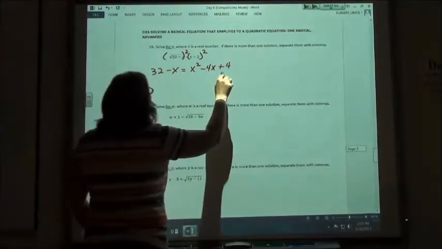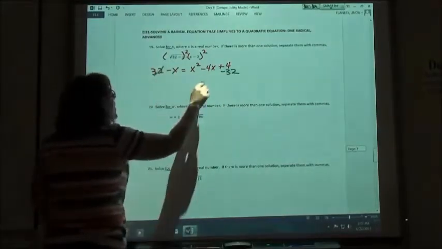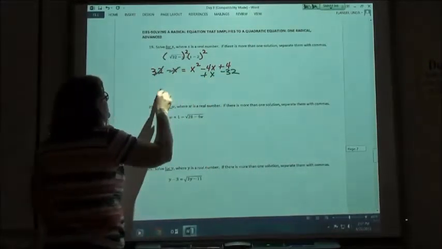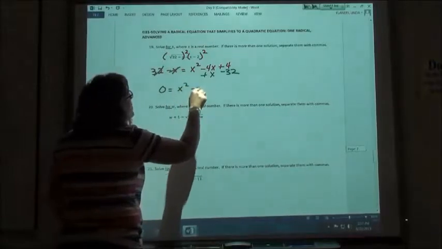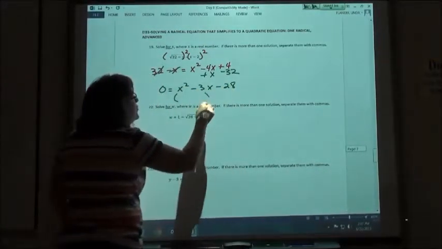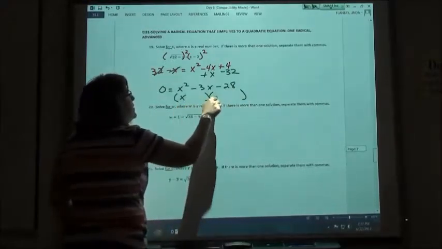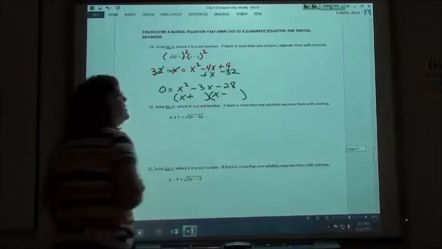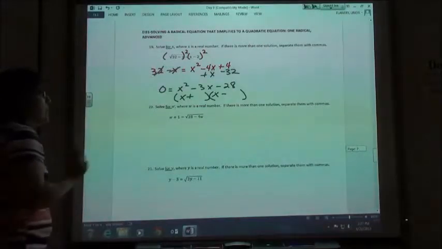So I am going to subtract my 32 and add my x. So I get x squared minus 3x minus 28. And then solve by factoring. X and x, plus and a minus. Factors of 28, 4 and 7.